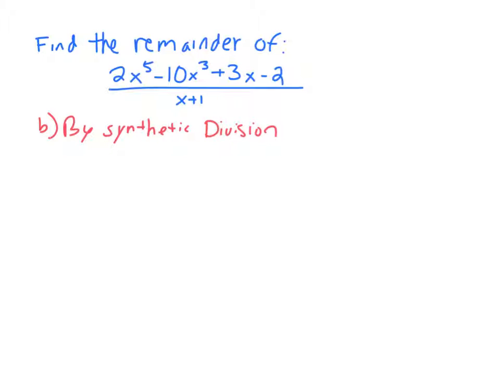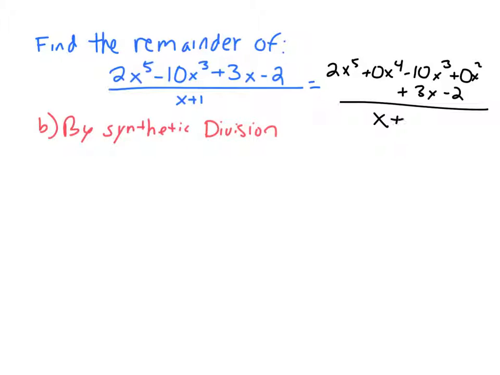So I'm using synthetic division. First thing I'm going to do is rewrite this so that I don't skip over any powers of x. So I have 5, I'm missing 4, here's 3, I'm missing 2, and then there's 1 and 0. So let's rewrite that differently. This was the same thing as 2x to the 5th plus 0x to the 4th, minus 10x to the 3rd plus 0x squared, plus 3x minus 2, and it's still being divided by x plus 1.